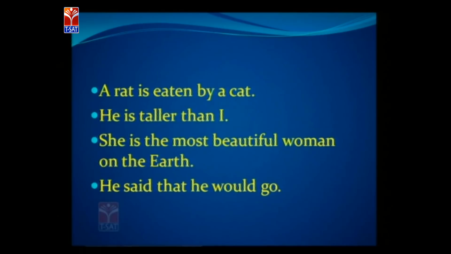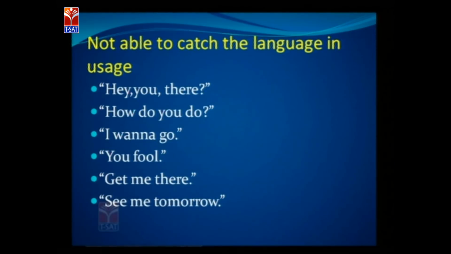Passive construction, a rat is eaten by a cat. Then he is taller than I. She is the most beautiful woman on the earth. Degrees of comparison. He said that he would go, in direct speech or reported speech. Examples of grammar. So students are not able to catch the language in usage. I told you these examples earlier.